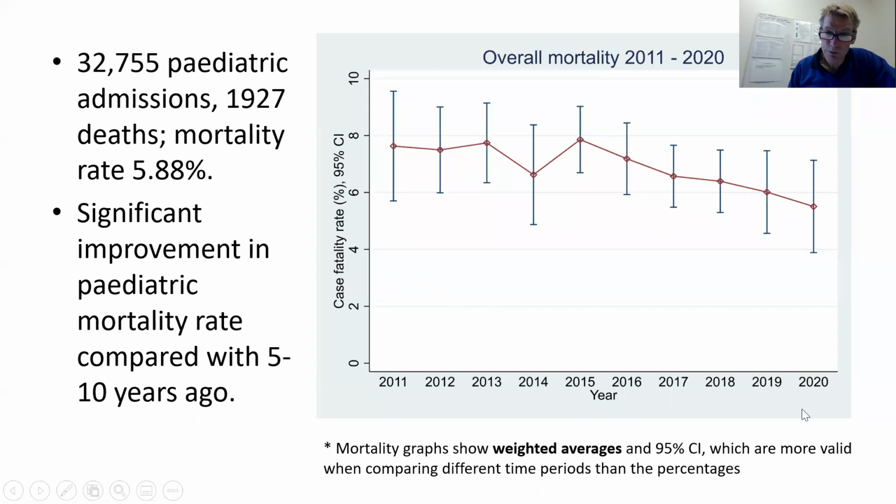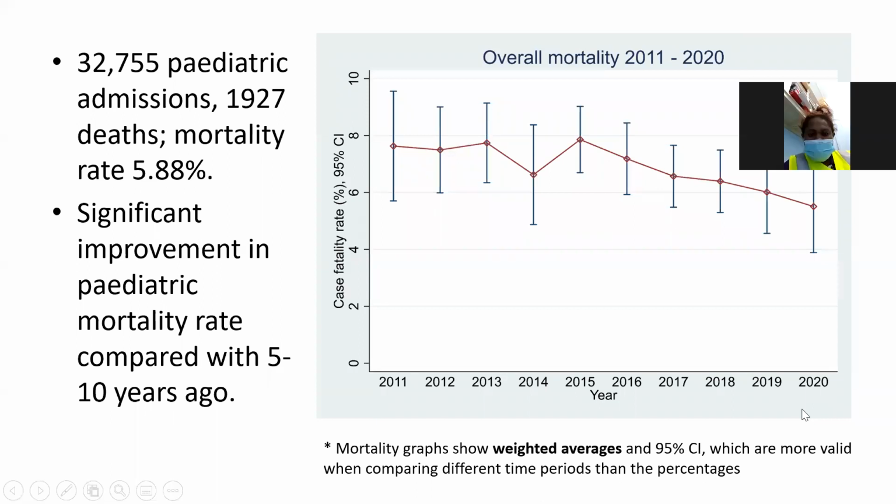Now, the one thing I want to explain about these graphs is that it's a simple thing, and that is that normally when we talk about the case fatality rate or the mortality rate, it's raw data. So 1,927 divided by 32,000. Because different numbers of hospitals have reported each year, the way I've drawn the graphs is not just the raw figure, but it's called a weighted average. And you don't need to worry about this too much, but sometimes this figure 5.88 won't exactly be represented by the dot point here.